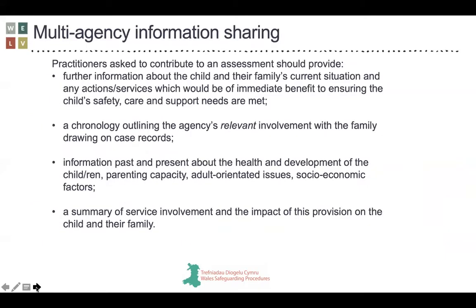In terms of the information that will be sought from partner agencies, practitioners asked to contribute to an assessment may be asked to provide further information about the child's situation and any actions or services that they feel would be of immediate benefit to ensuring the child's safety, care and support needs are met. This is not necessarily their perception of the services they think social services need to provide, but what can they contribute as an agency themselves?